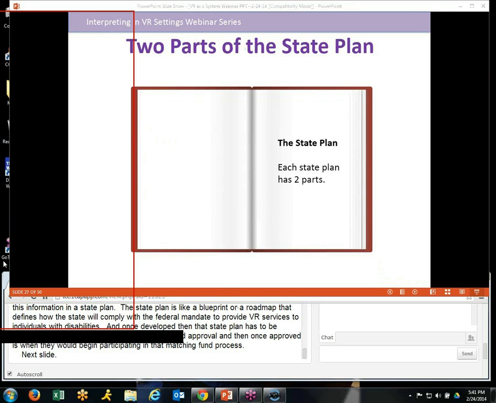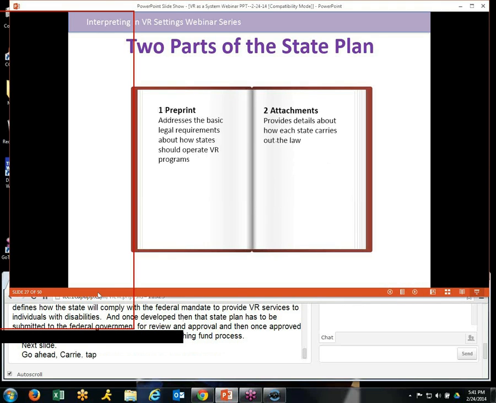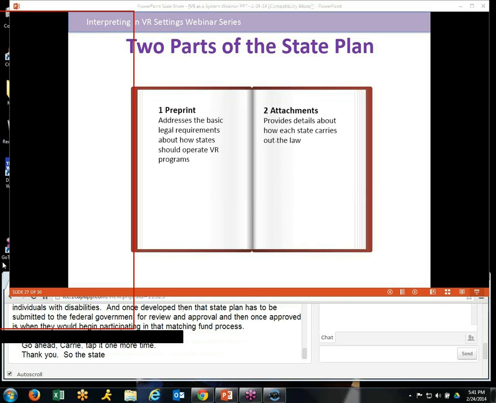And that state plan, go ahead, Carrie, and tap it one more time. Thank you. So the state plan has two parts.